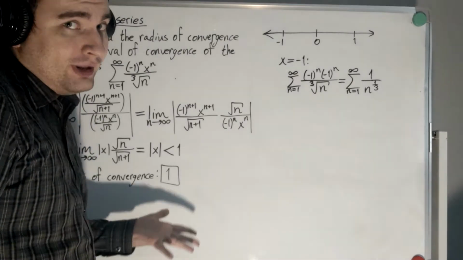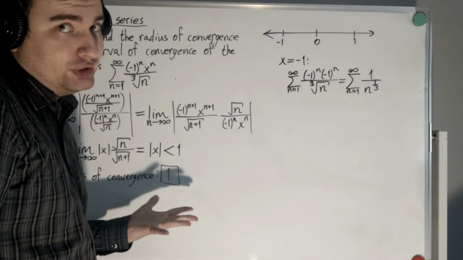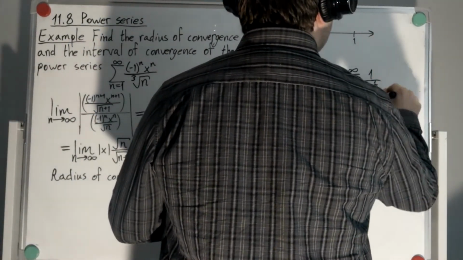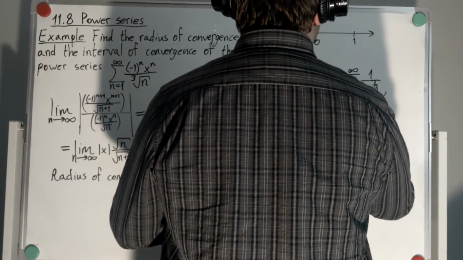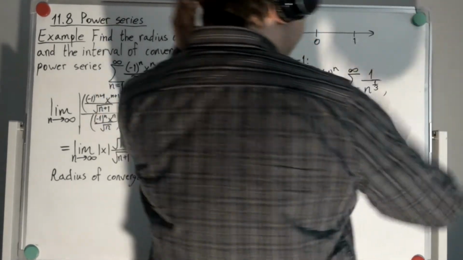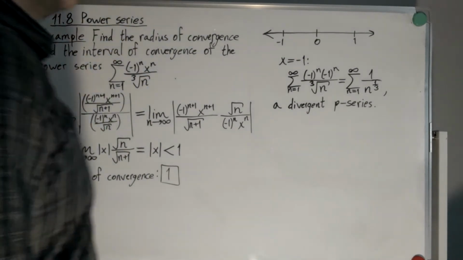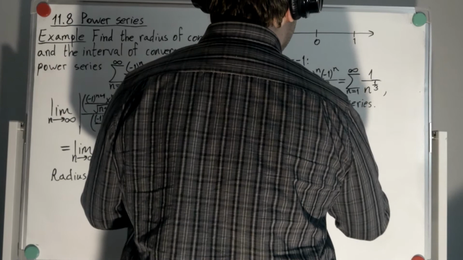Now, 1/3 is not greater than 1, and that means that that p-series is divergent. So this is a divergent p-series. Okay, so we don't get convergence at -1. What about at x equals 1?